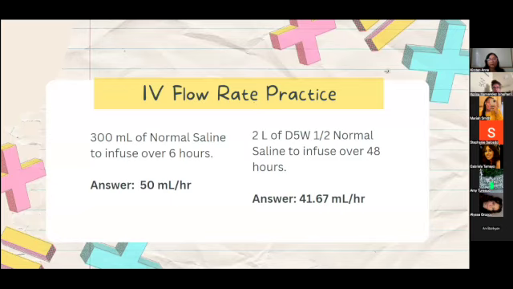Okay, so here are the answers. Yes, so Gabriella, it would be 50 ml per hour. For these ones, you wouldn't round it to the nearest whole. So if it's a decimal, just leave it. In the exam, they will tell you where to round it to. So if it's a decimal, just leave it. Honestly, for now, just do to the nearest hundredth. But yeah, hopefully you guys got that.